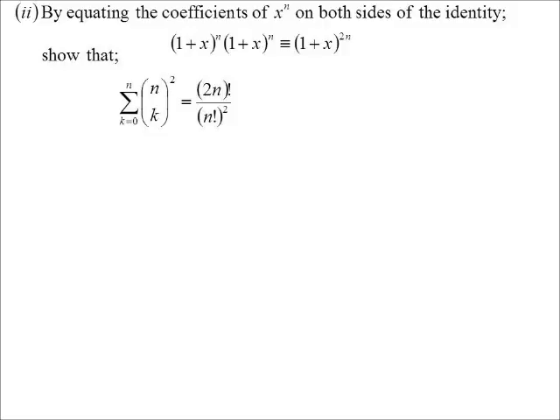And we're going to compare the coefficients of x to the power of n on both sides and end up with this result. So you would imagine that one side is the coefficient of x^n on one side and one side is the other. So let's see what happens.